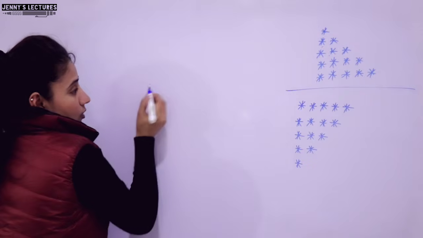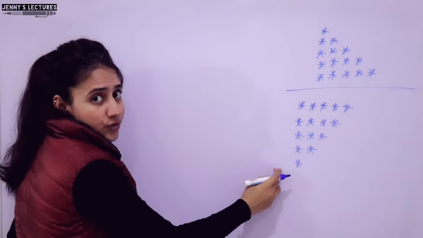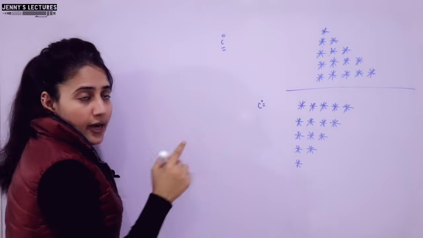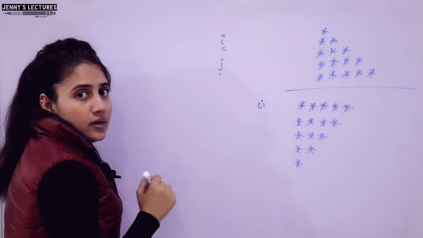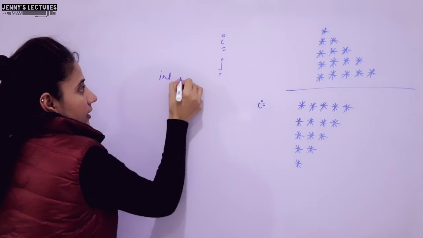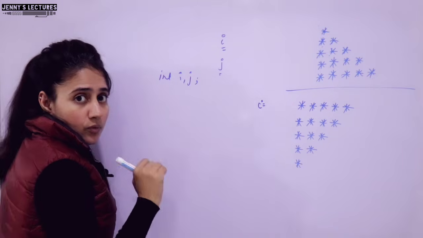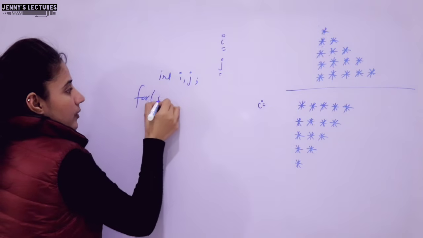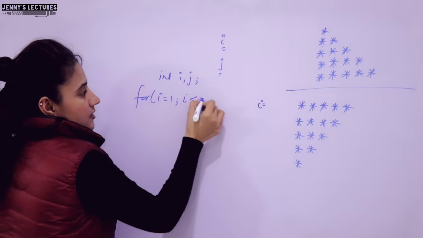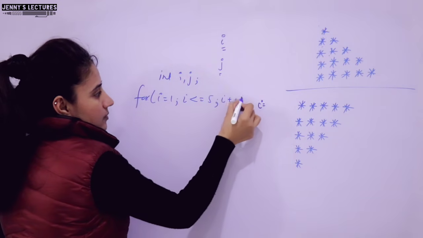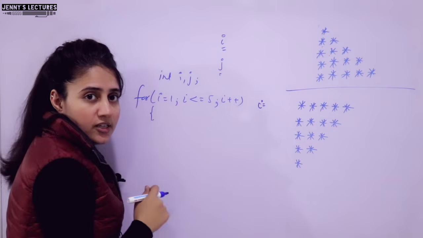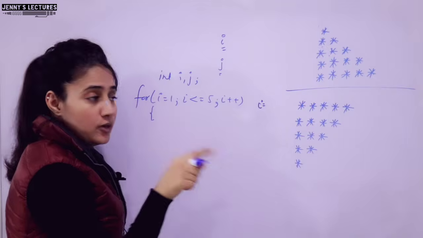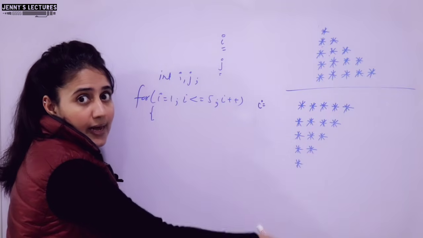Now see, how many lines are there? 5 lines. For the outer loop we are going to take variable i, and for the inner loop variable j. So int i and j, two variables. There are 5 lines, so the outer for loop would be i equal to 1, i less than or equal to 5, i plus plus. 5 lines I want to print, that is why 1 to 5. This outer for loop is responsible for printing the rows, or lines.